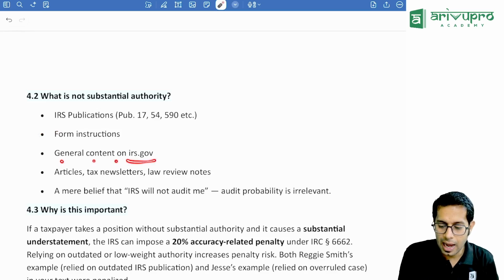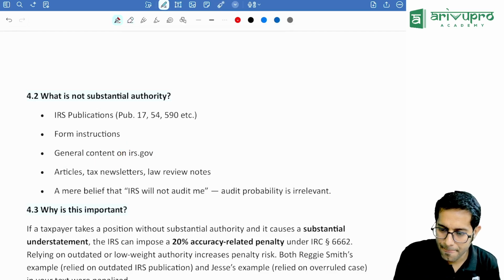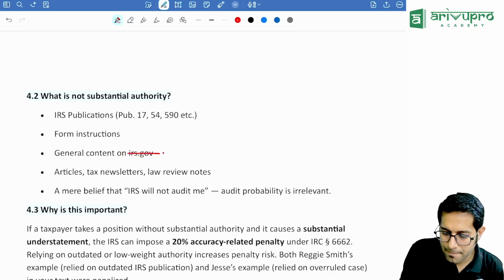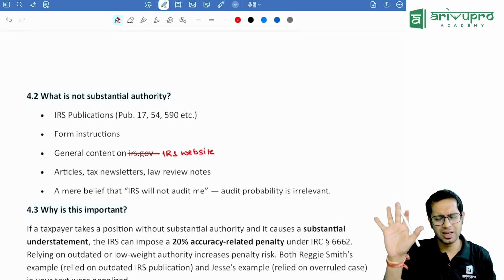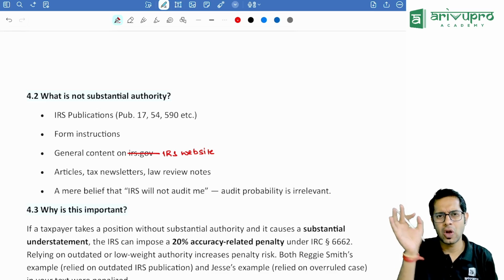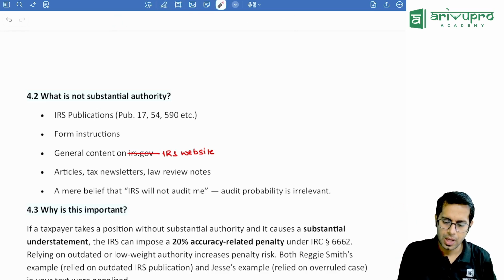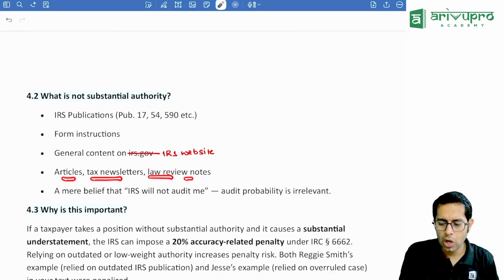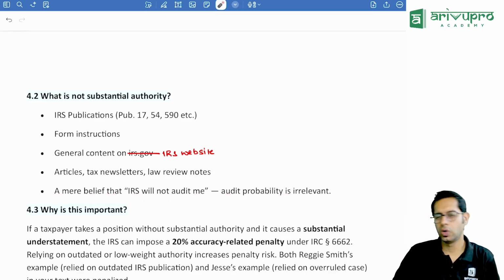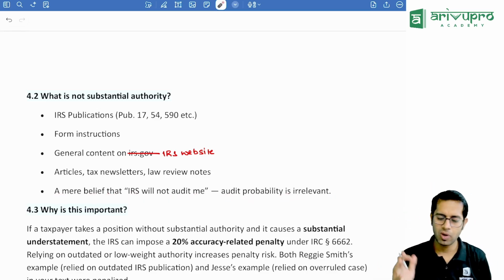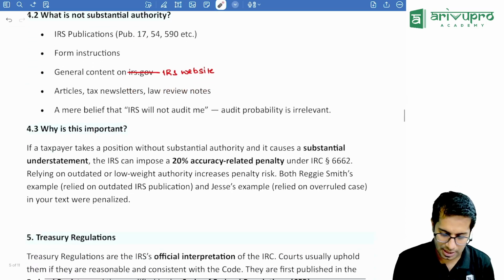General content on the IRS website. IRS.gov means general content from the IRS. They are just common. It is there. Even if that is not getting updated, that will not be binding on anyone. Articles, tax newsletters, and law review notes issued by them. A mere belief that the IRS will not audit me. Audit probability is irrelevant. So someone has just told you, oh, don't worry, the IRS will not audit you. Okay, all these will have substantially less weightage.